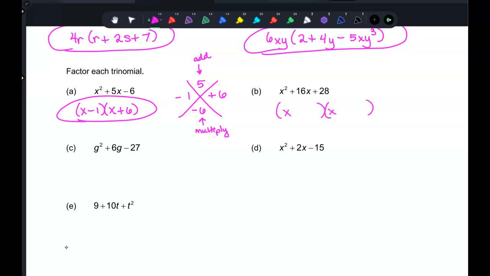So what 2 numbers multiply together to give us 28 and add up to 16? 2 and 14. So plus 2, plus 14.